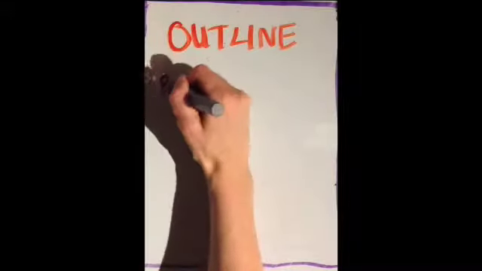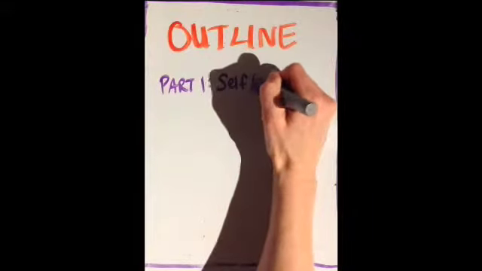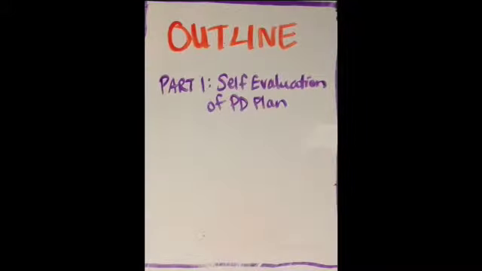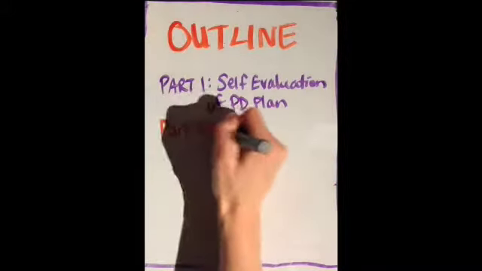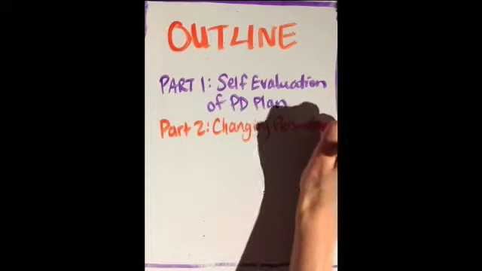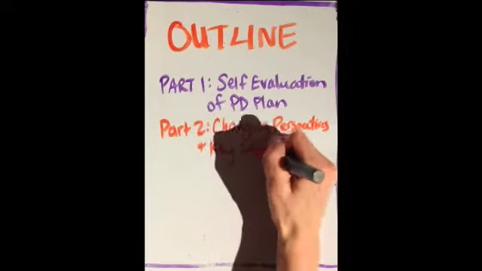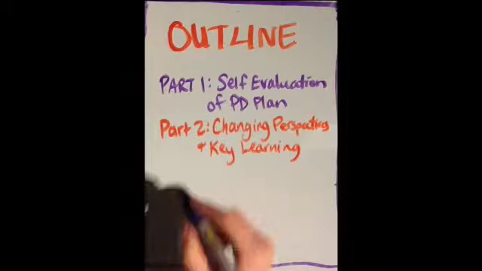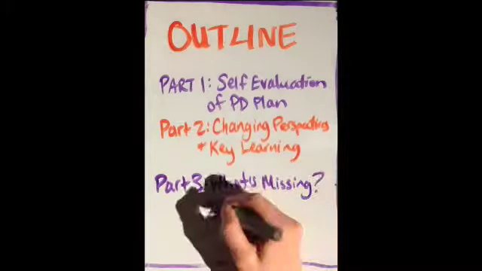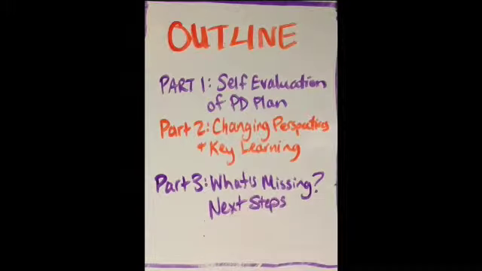Part 2, I'll look at my changing perspectives over the duration of the course by examining the key learnings from our readings and workshops and class discussions. Part 3 of this video, I'll examine what's missing and what my next steps and interests are based on what I learned in this course. And Part 4, I'll conclude my thinking and summarize the video.